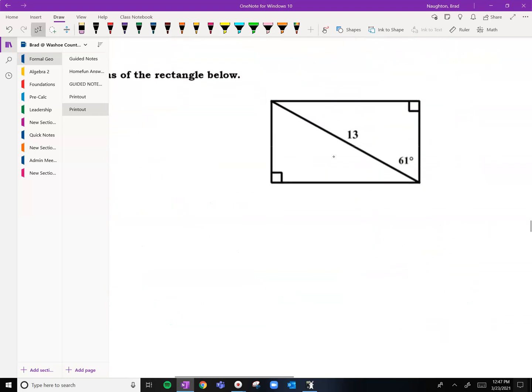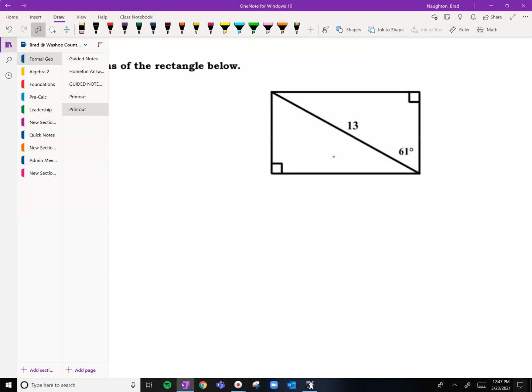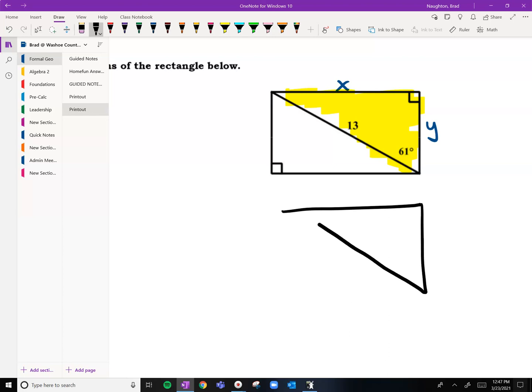Alrighty, last one here. We're looking for the dimensions of this rectangle. So the dimensions are going to be length times width. So basically I'm looking for this side here and this side here. Alrighty, so I'm going to focus just on this triangle right here. I'm a huge fan of redrawing our triangle, especially in our next section. That's going to be super important.